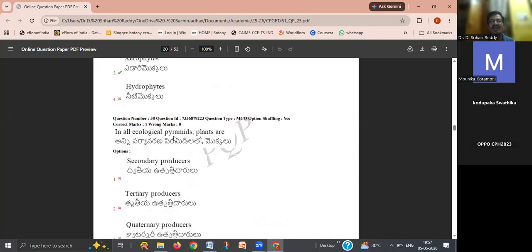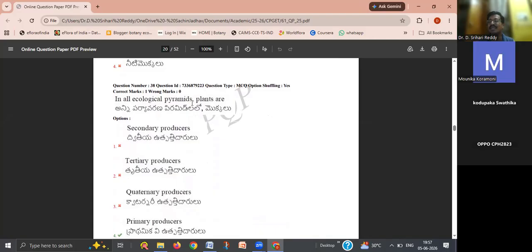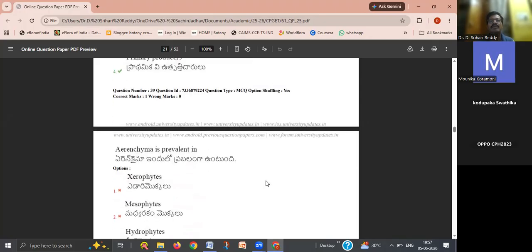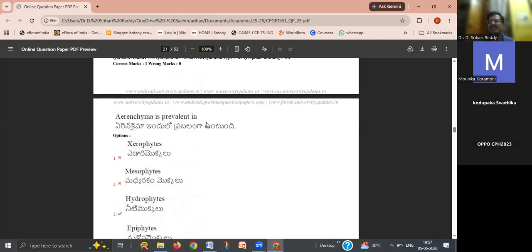And next, in all ecological pyramids, plants are. In ecological pyramids we see producers and consumers, and the consumers are primary, secondary, and tertiary consumers. Just for confusion, they ask like primary product. Actually producers are not classified into primary and secondary, but consumers are classified into primary, secondary, tertiary, and macro consumers and micro consumers. Now the best answer among them is primary producers. And now you see aerenchyma is prevalent in adaptations only. After the xerophytes, now we see the hydrophytes. Aerenchyma is the tissue which stores air and is useful for the floating of hydrophytes. So it is present in hydrophytes.